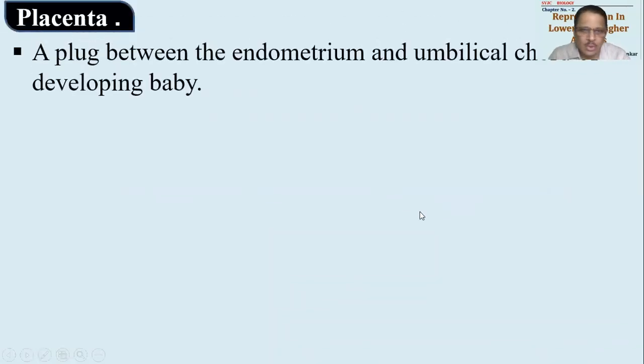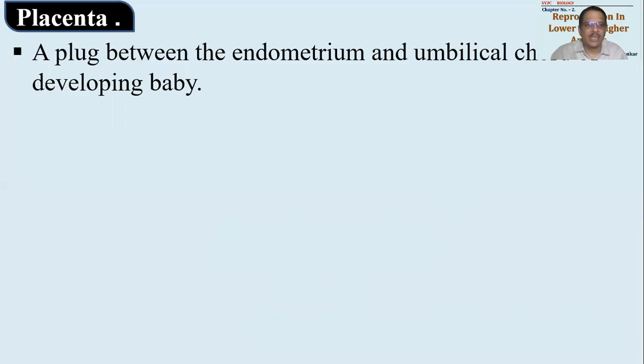Now we have to continue with the next thing, and that next thing will be the placenta. First we have to understand pregnancy, which we have done, then placenta, then parturition, and then lactation. These are the 4 important topics. So what is placenta?